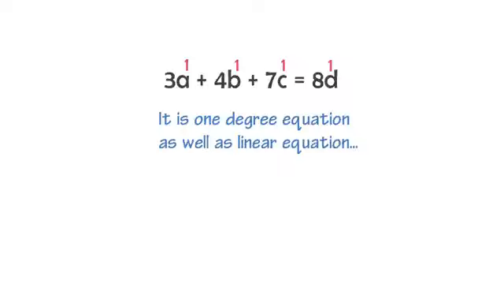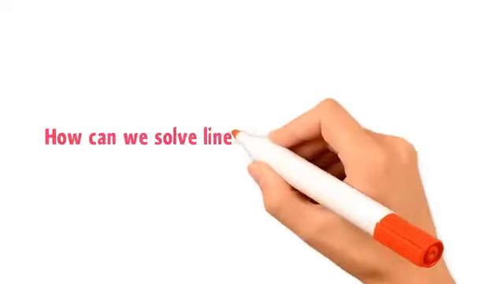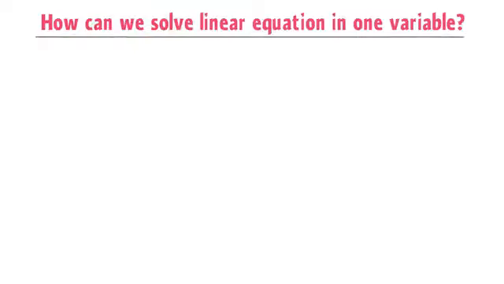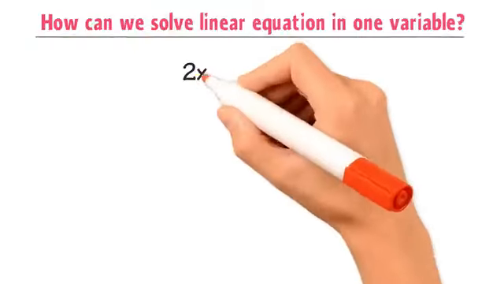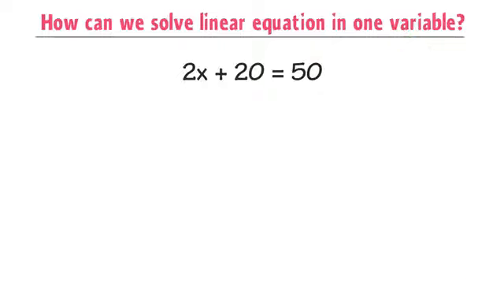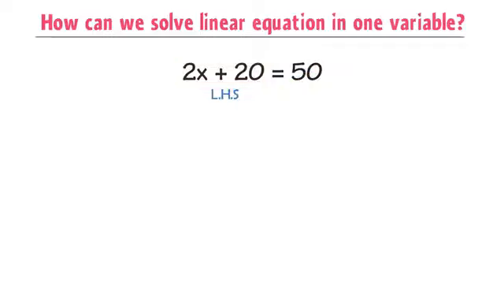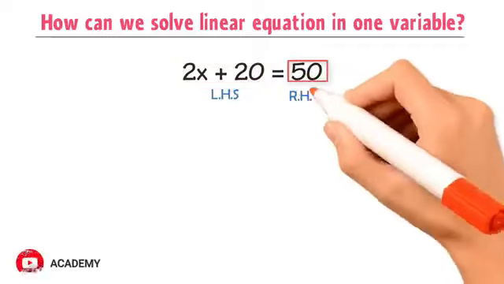Now let me teach you how we can solve linear equation in one variable. For example, if a linear equation 2x plus 20 is equal to 50 is given and we are asked to find the value of x, then it will be calculated as follows. Remember that this side of the equality sign is known as the left hand side, while this side of the equality sign is known as the right hand side.